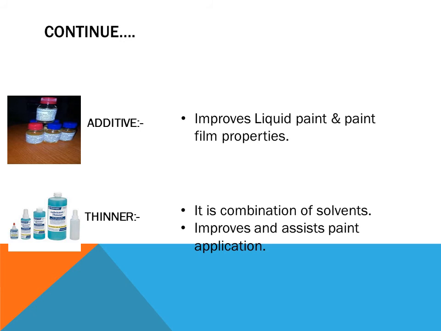Then comes thinner. Thinner looks like the same as solvent. Once we apply the paint by spray gun, brush, or roller, at that time we have to maintain the viscosity of the paint, because if viscosity is not in specification, meaning your paint is very thin or very thick, it will be very hard to apply on the wall or on the substrate. But because of thinner, we reduce the viscosity, and it helps application.